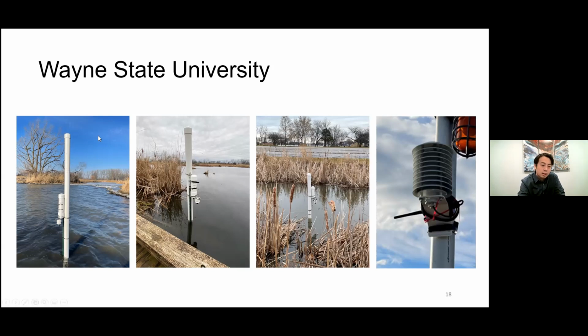On the left-hand side, this is the lake itself, so the Lake St. Clair. And then we were also able to install these in a kind of marsh environment at the park, as well as a retention pond, where they have green infrastructure on site, so that we can monitor the water level and water temperature in the retention pond.